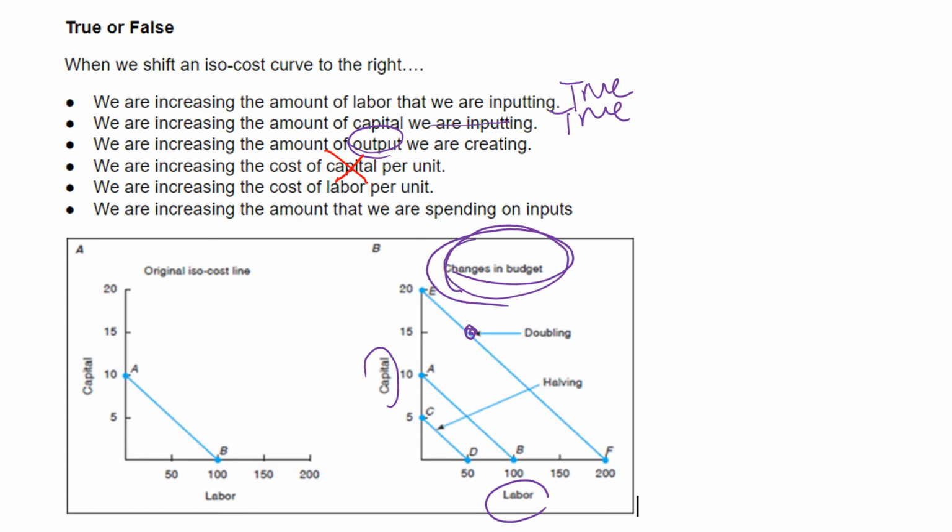We are increasing the cost. No, that's not true. We're not increasing the cost. And we are increasing the amount that we are spending on inputs. Yes, this is also true, in total, because we're buying more, not because they cost more, just because we're buying more.